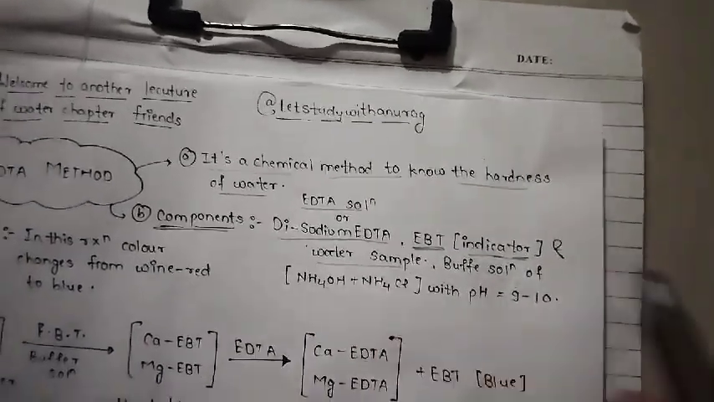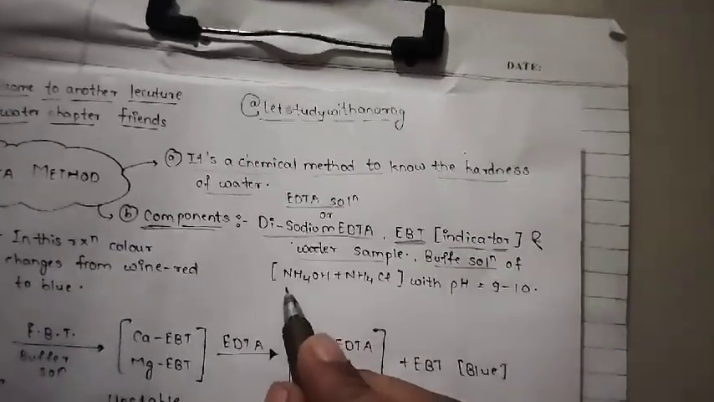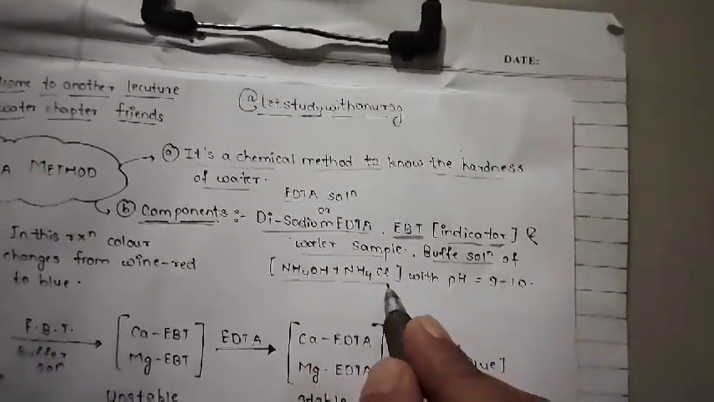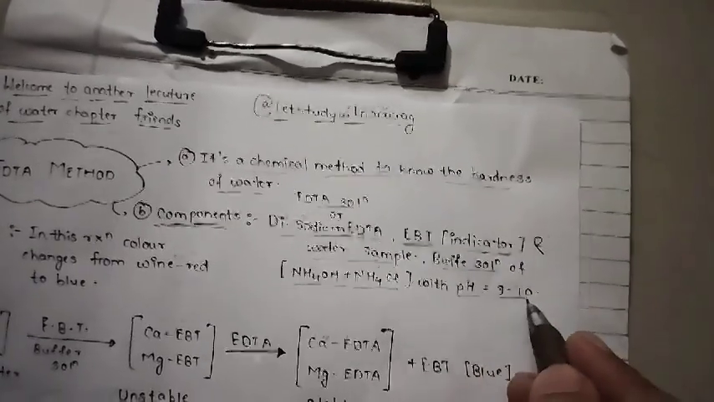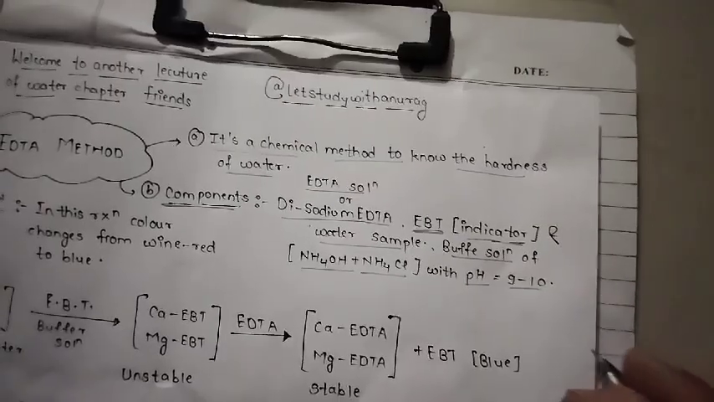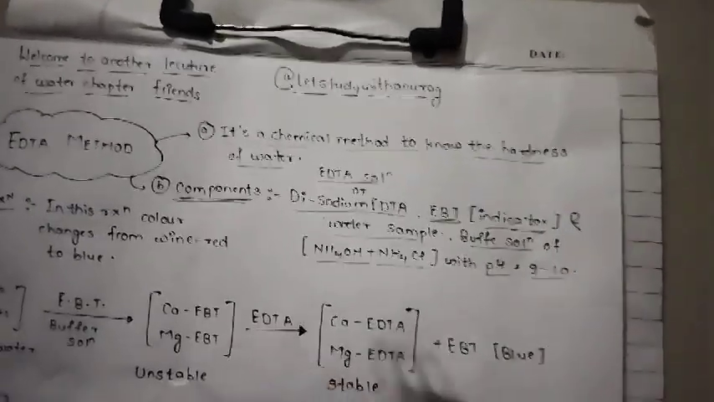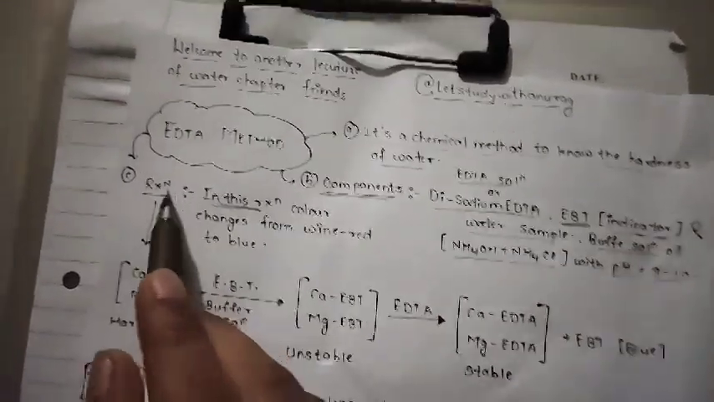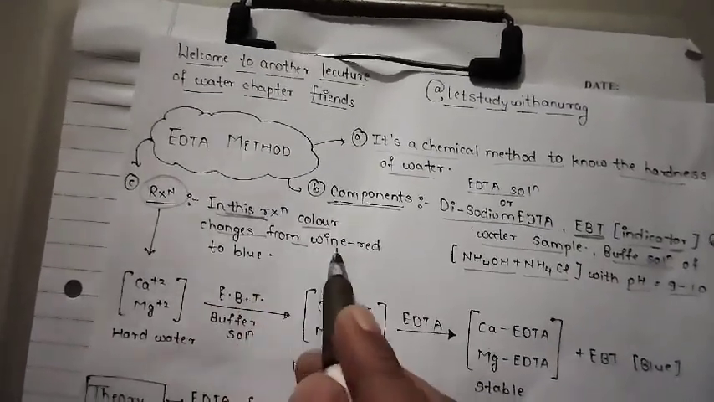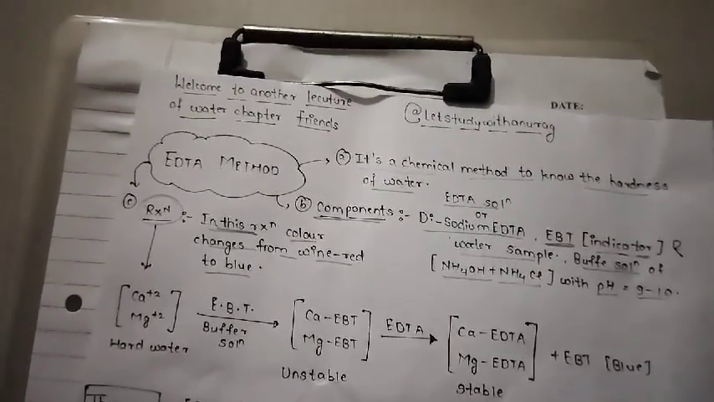After that, you have to take a water sample. Then a buffer solution you have to consider, which is formed by adding NH4OH, that is ammonium hydroxide, and ammonium chloride, which has a pH in the range of 9 to 10. Guys, please mark it as important because we have to mention the pH with the buffer solution. Now we are going to discuss the reaction. In this reaction, the color changes from wine red to blue. It is important, guys, to remember the color of the reaction.